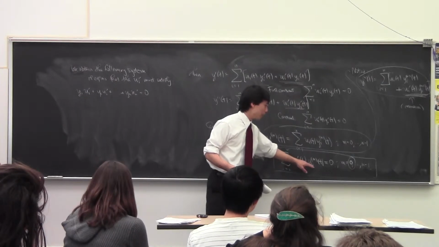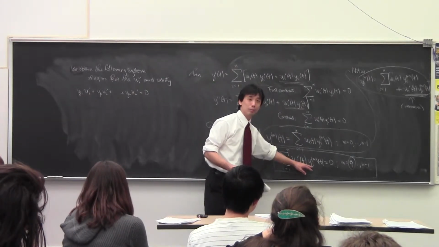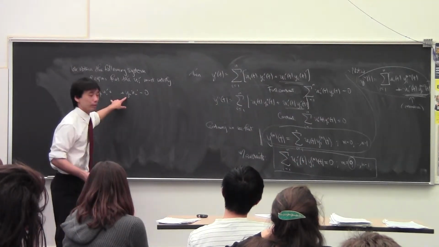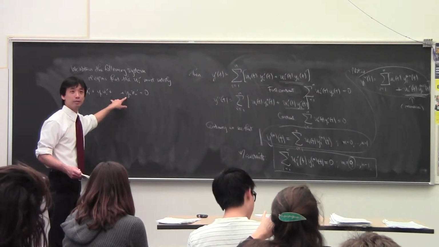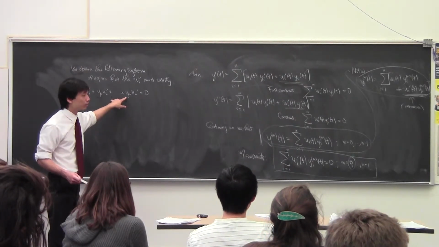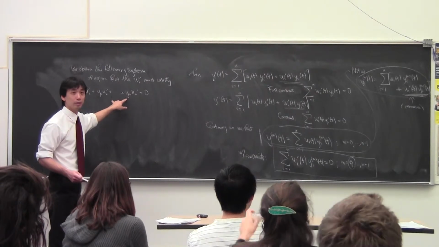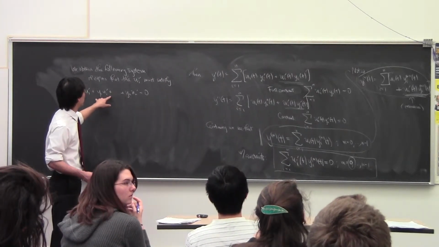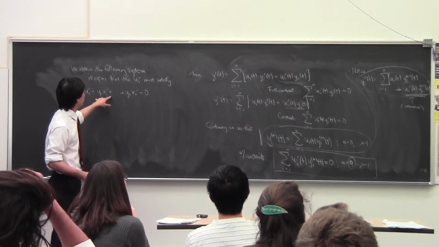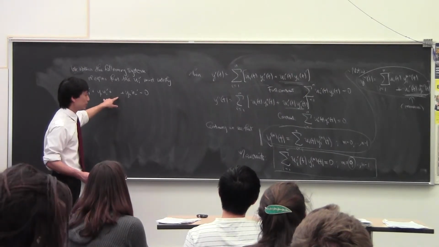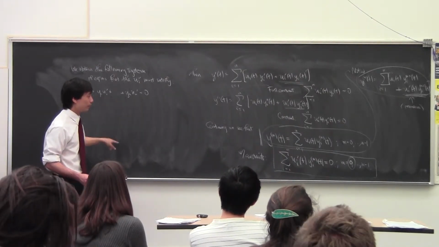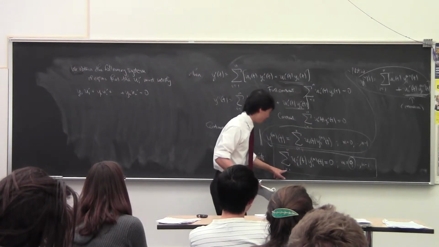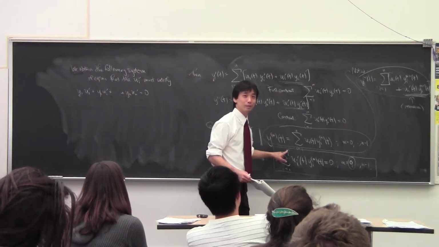y1 u1 prime plus y2 u2 prime plus y3 u3 prime, all equal to 0. Wouldn't that then just go to n minus 1, not n? Or would it still go to n? It will still go to n. Right, i goes from 1 to n still.